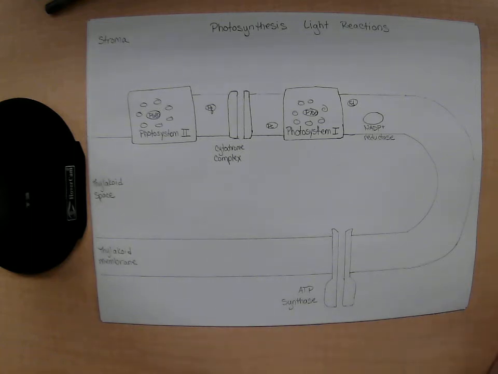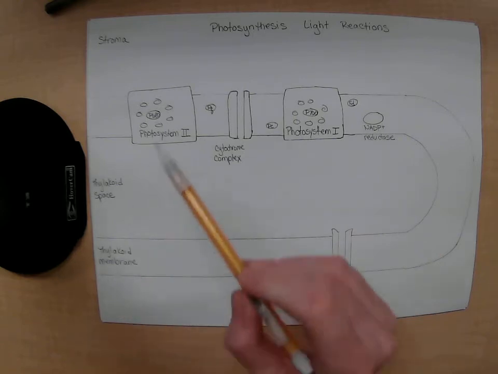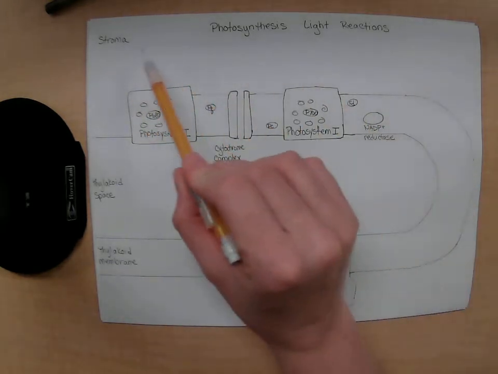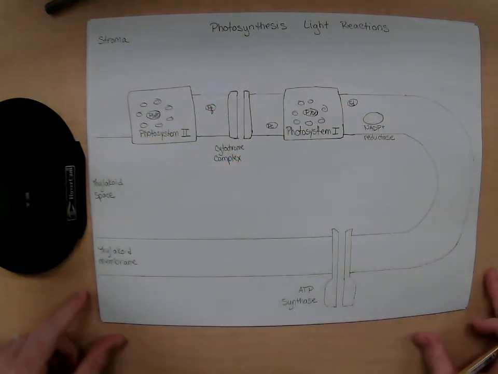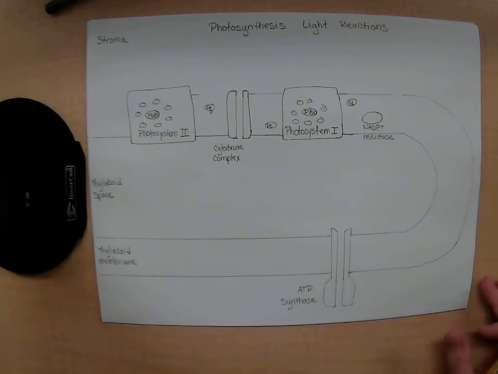So today's lesson we're going to talk about the light reactions of photosynthesis. So here I have my thylakoid membrane. This is the stroma outside of the thylakoid, and all of this is happening inside of the chloroplast. Okay, so these are the little thylakoid discs that are inside the chloroplast.